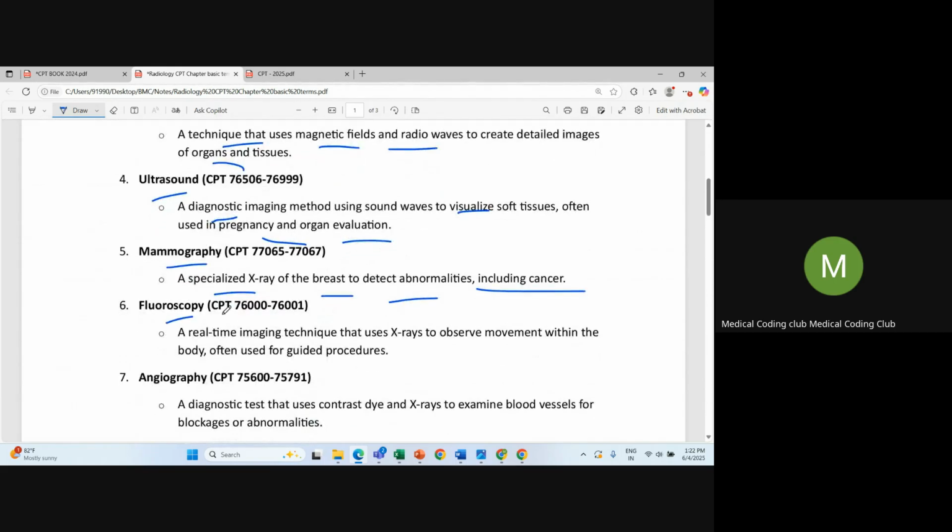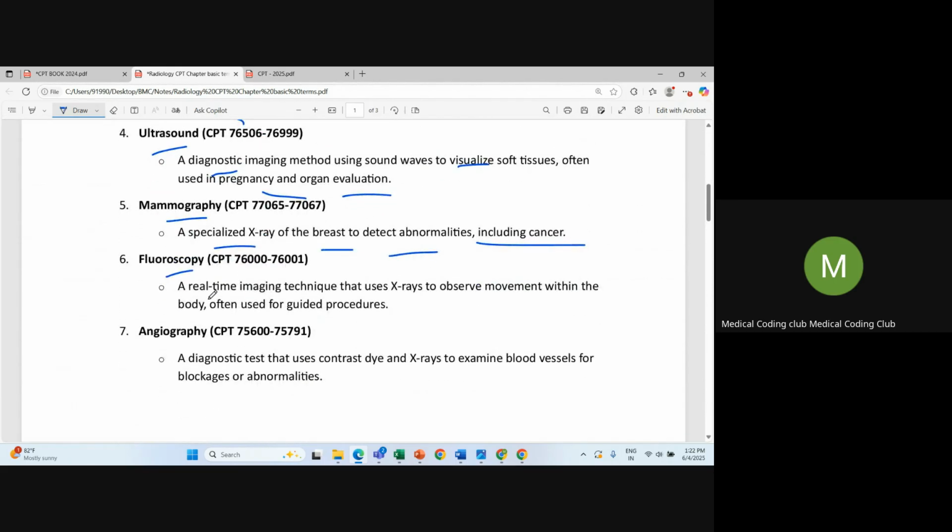Next, fluoroscopy. Fluoroscopy is an imaging technique that uses X-ray to observe the movement within the body, often used for a guided procedure. Okay, guided procedure is very important. So if you just check the radiology, or sorry, surgical procedures.